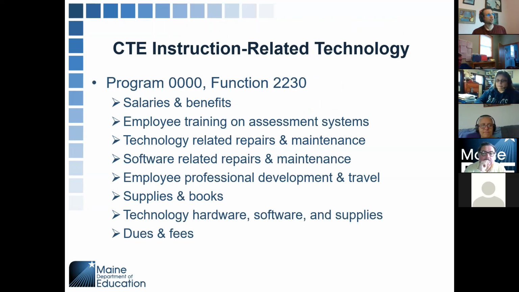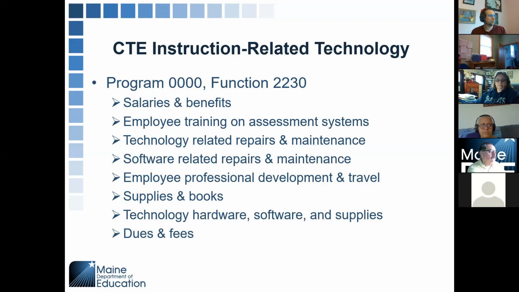And then instructional related technology, again, it's overhead, and so we'll use that same program code, function 2230. So here we will have salaries and benefits because you likely have an IT person that's either full-time employed by the center or region, or maybe they're partially coded over to the CTE center or region. So one of those two, we may see it a couple of different ways.